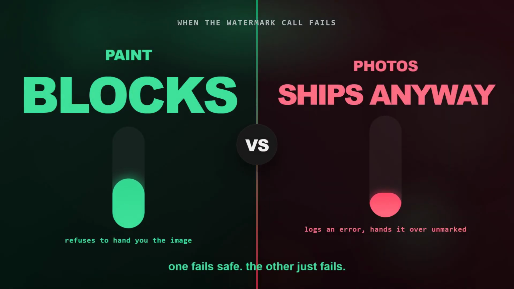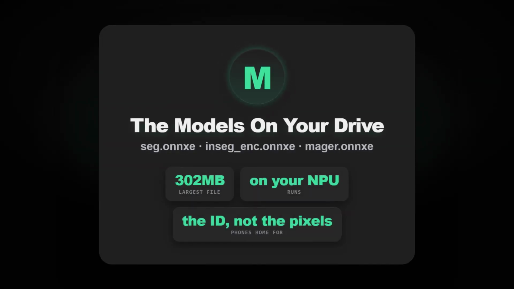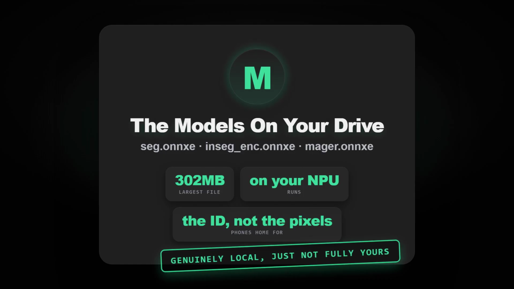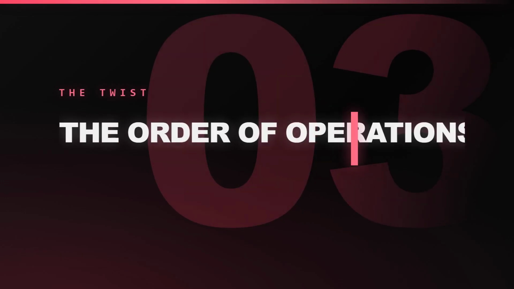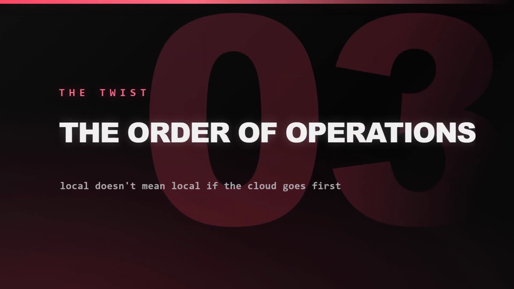Remember that second twist from the top of this video? Watch the payoff land. When the moderation call fails, Paint refuses to hand you an image at all. Photos just logs the error and ships the file anyway, unmarked, indistinguishable from anything else on your drive. To be fair, the image model really does live on your machine, a 300 megabyte stable diffusion file sitting in Paint's own folder. The pixels are local. The permissions slip isn't.